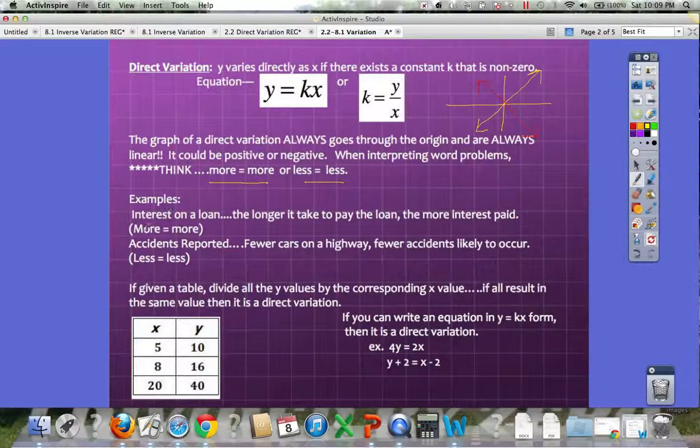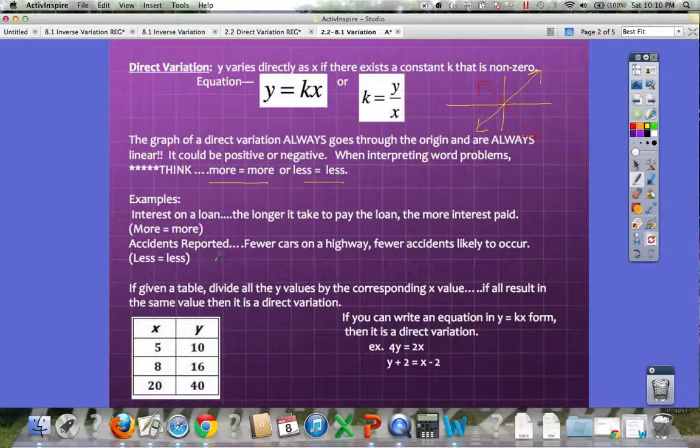So for example, interest on a loan. The longer it takes you to pay that loan, that means more, the more interest you're going to be paying. So that would be a more equals more. The accidents reported: fewer cars on the highway, less, fewer accidents are likely to occur. So fewer cars means fewer accidents.